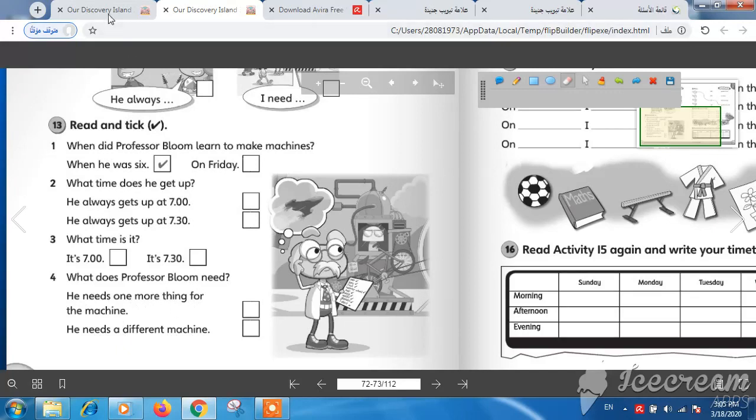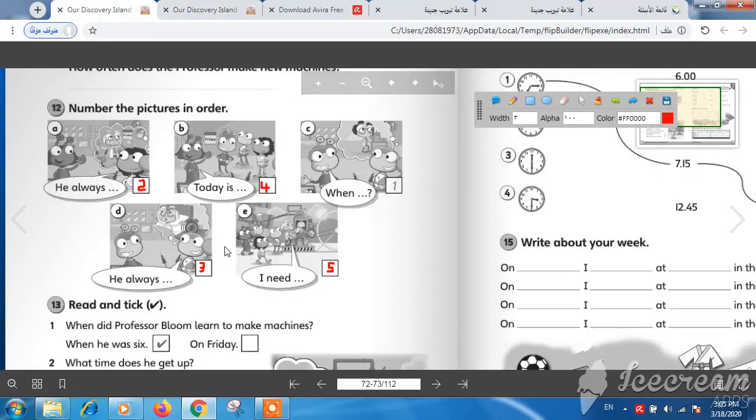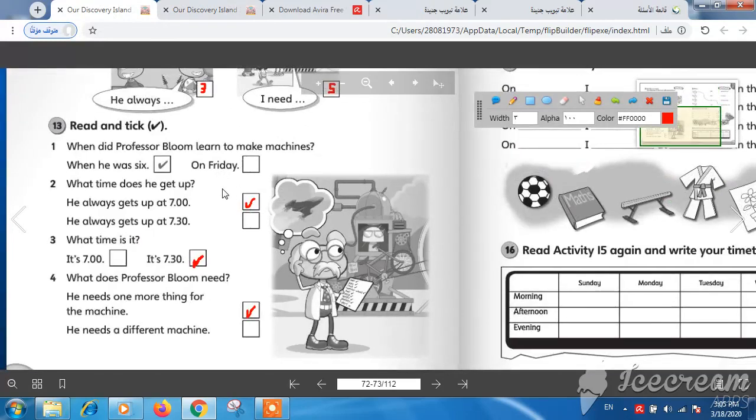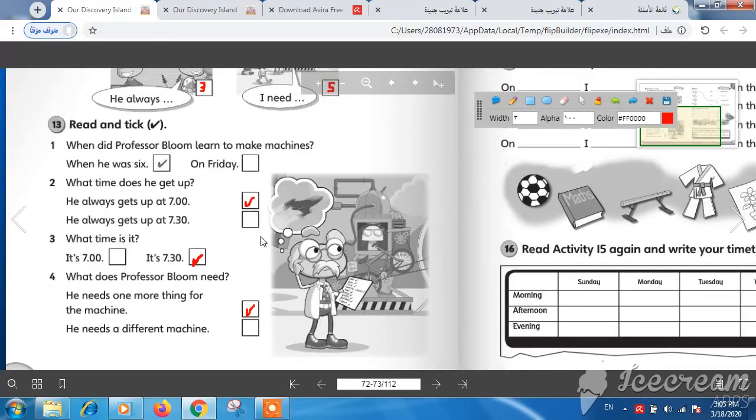And also, to save time, I have prepared a copy which has the answers. So now you can write the correct answers here. He always gets up at 7. Tick here. When it was asked about the time, it was 7:30. And the last one, of course, the first one is the true answer. He needs one more thing for the machine.